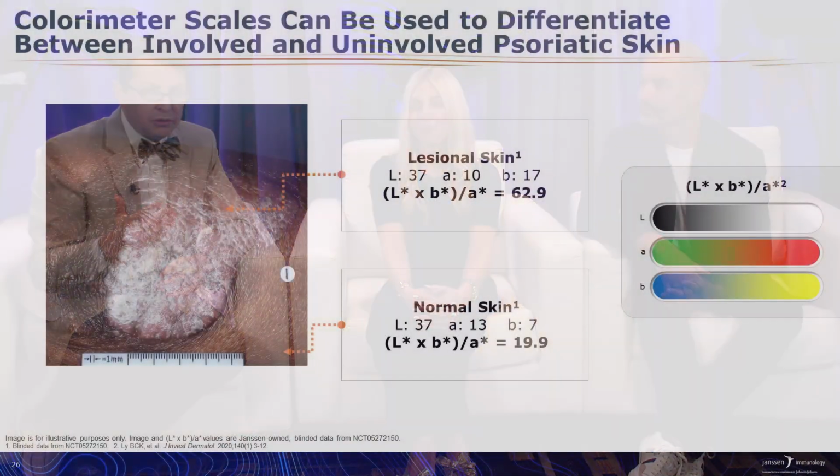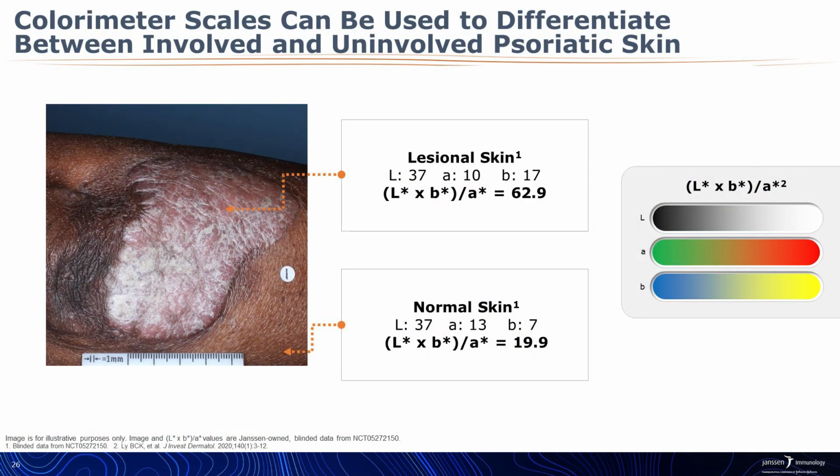Using melanin and ITA in combination with measuring changes in both erythema and melanin over time, I think can help determine a person's skin type more accurately than we've ever been able to do before. In addition, colorimeter scales can be used to differentiate between involved and uninvolved psoriatic skin. By using the simple equations for lesional and normal skin, the score can be determined. And so that's a long way of saying we've got very good tools at our disposal now to really remove the subjectivity of just someone self-identifying, this is what I think my skin tone is.